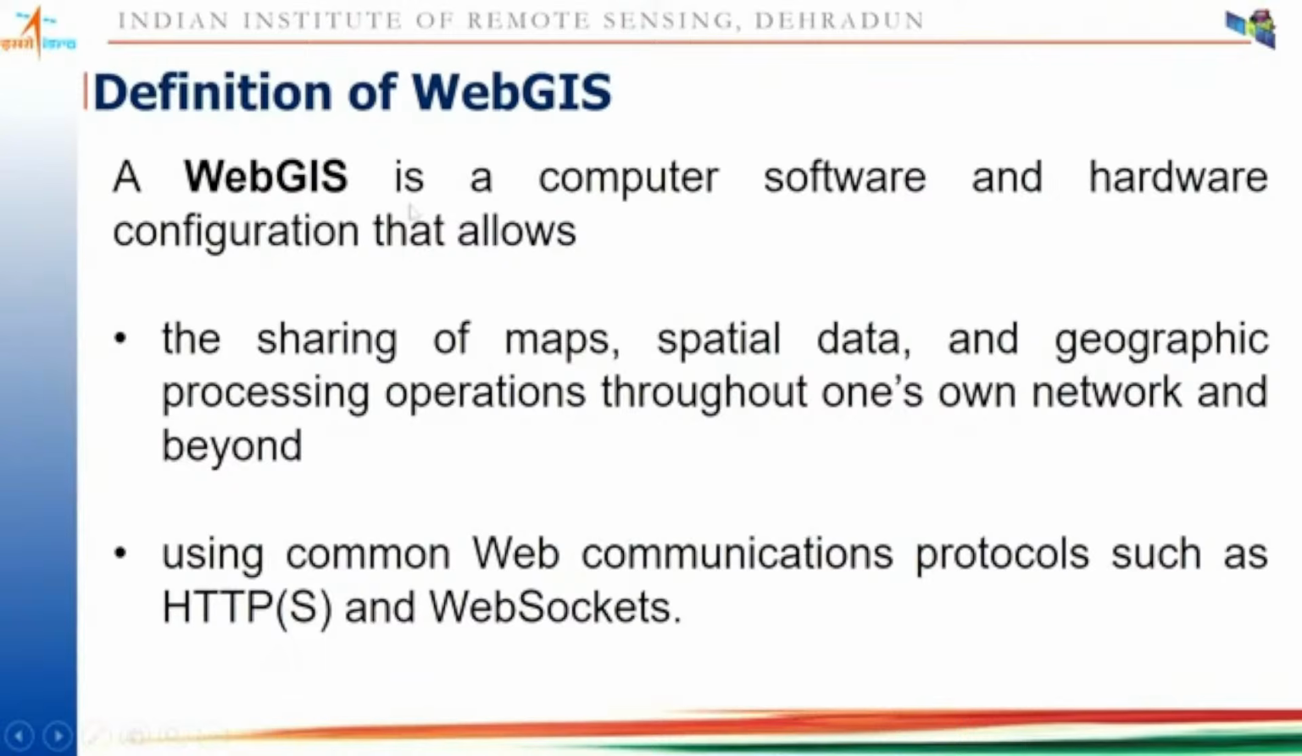So if we talk about the proper definition of WebGIS, it is basically a computer software and hardware component together that allows the sharing of maps, spatial data, and geographical processing operations throughout one's own network and beyond. So if I am able to provide all the functionalities of GIS in a network environment or a web environment, then that comes under the category of WebGIS, and it uses some web communication protocols such as HTTPS or WebSockets. These are two protocols which are used basically for data sharing in the web environment.